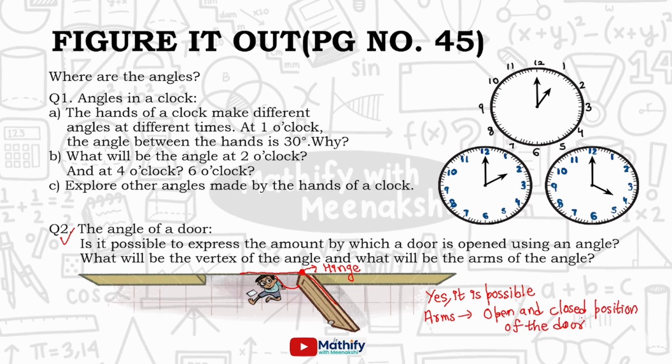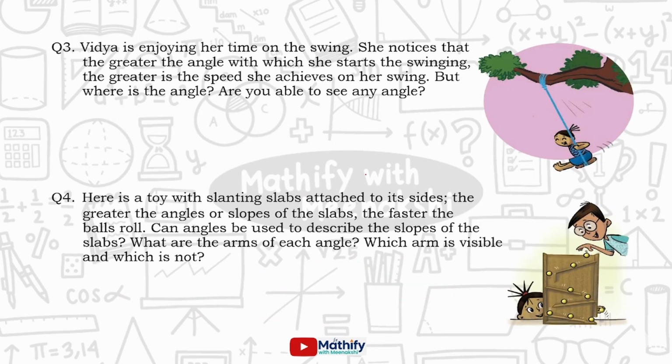So now let's move to question number 3. Vidya is enjoying her time on the swing. She notices that the greater the angle with which she starts the swinging, the greater is the speed she achieves on her swing. But where is the angle? Are you able to see any angle?